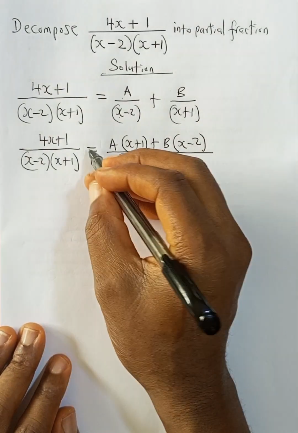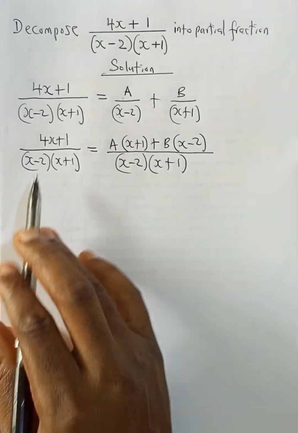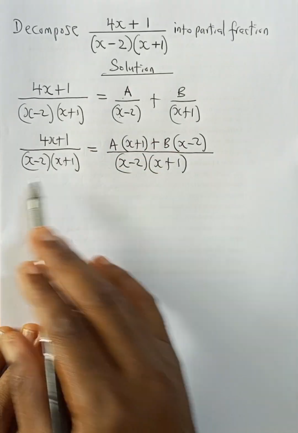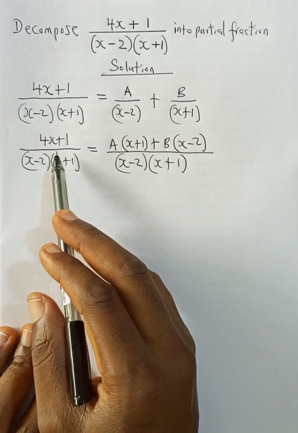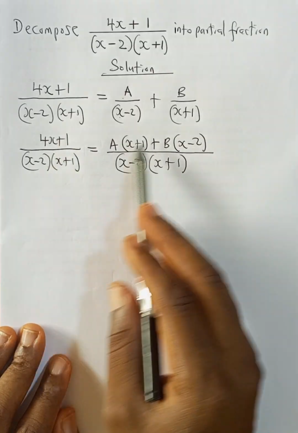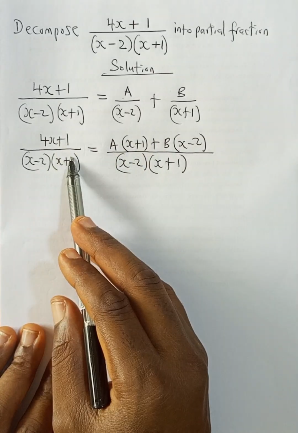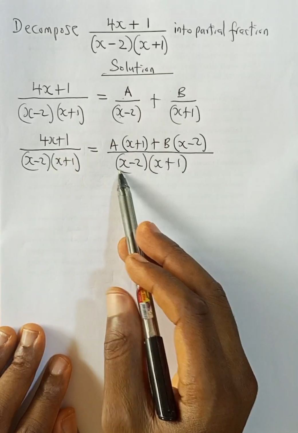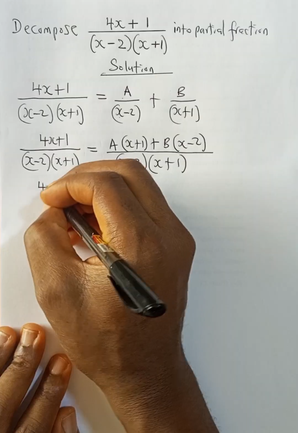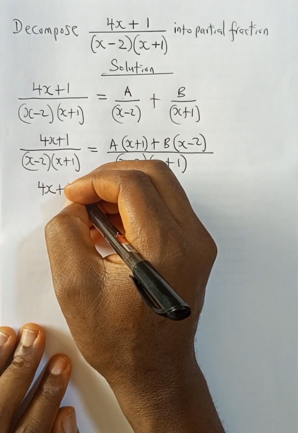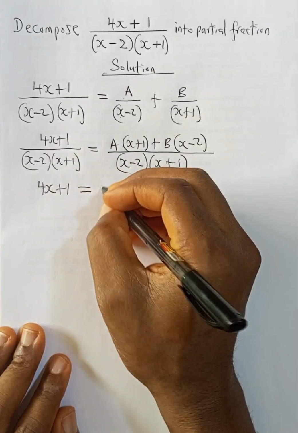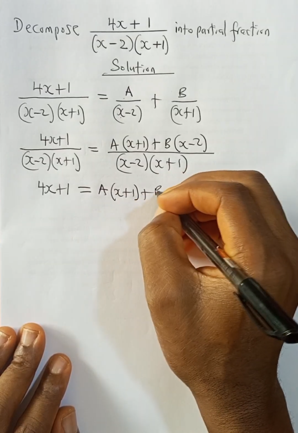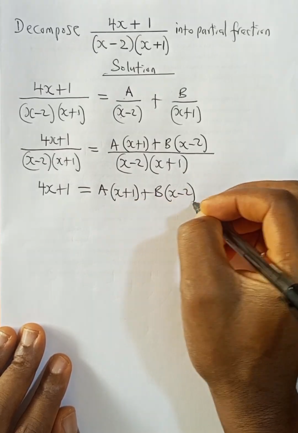Now, there is no need cross multiplying again, because these two denominators are the same. And since they are the same, we can cancel out. It's just like you have something over 4 over 4. There is no need to cross multiply, because if you cross multiply, the 4s will still cancel out. So this can cancel this for us to be left with 4s plus 1 equals to A times s plus 1 plus B times s minus 2.